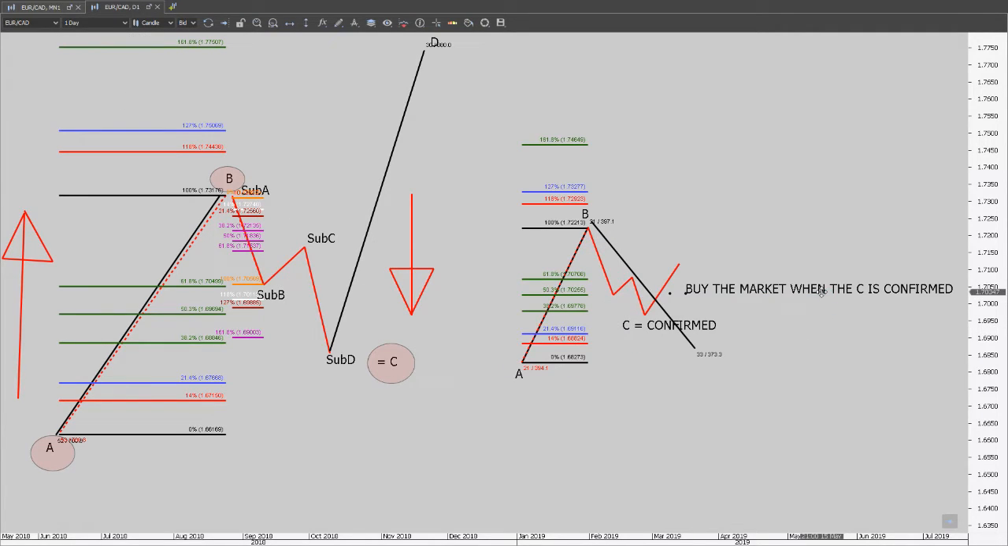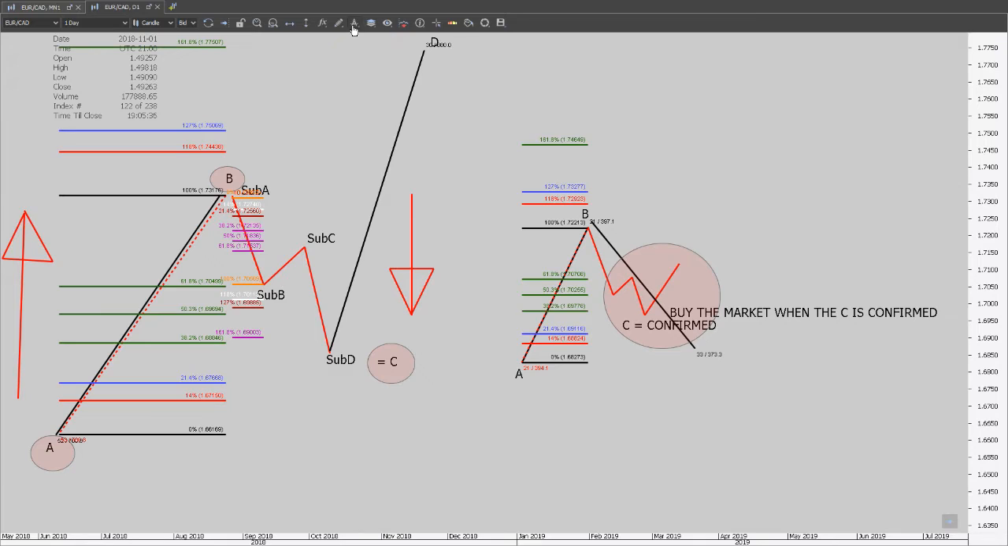So when we talk about trading, this is what we want to do. Buy the market when the C is confirmed, possibly with the counter trend line break. So the best entry would be in here, right? So arrow, this would be our entry, right? The first candle after the market breaks the counter trend line break.